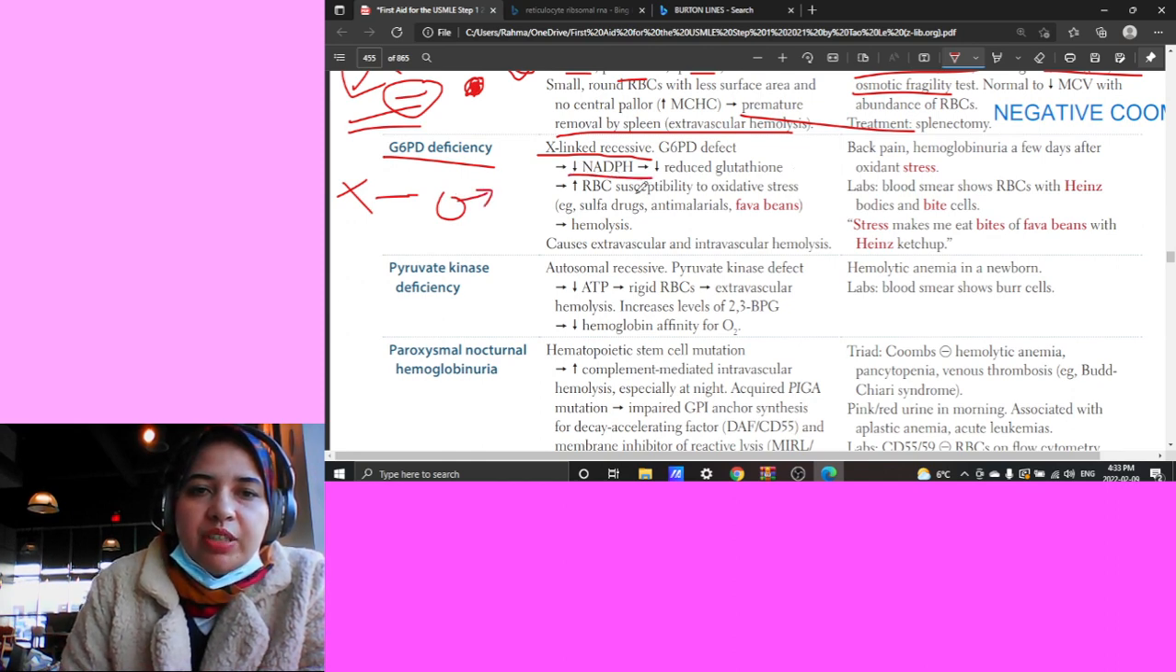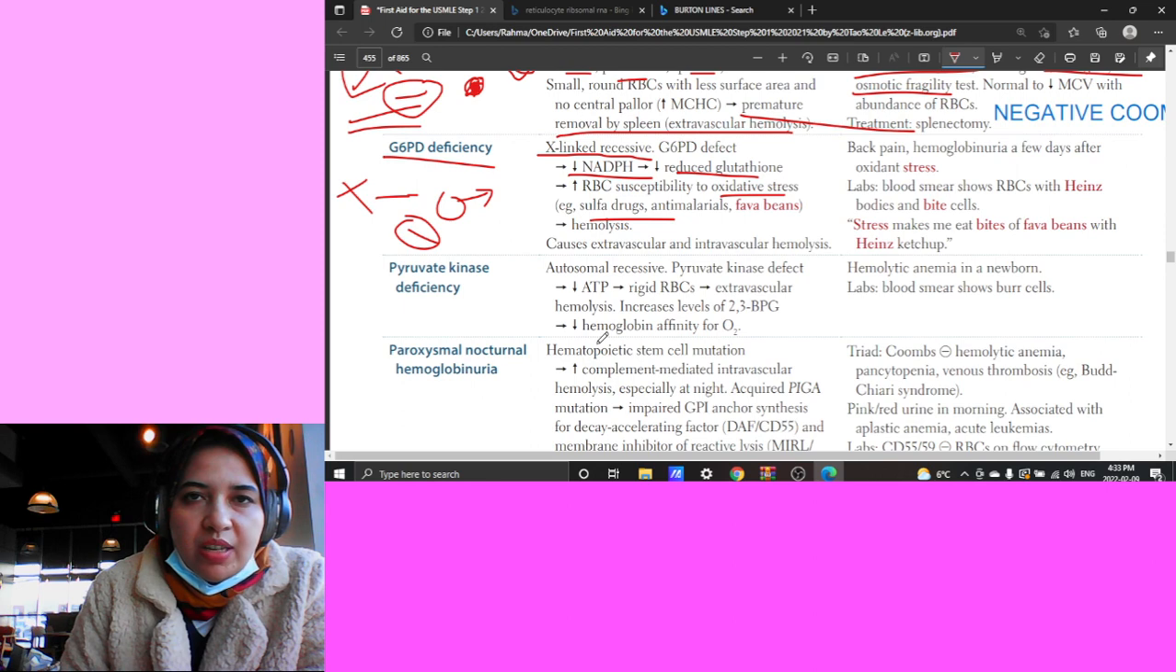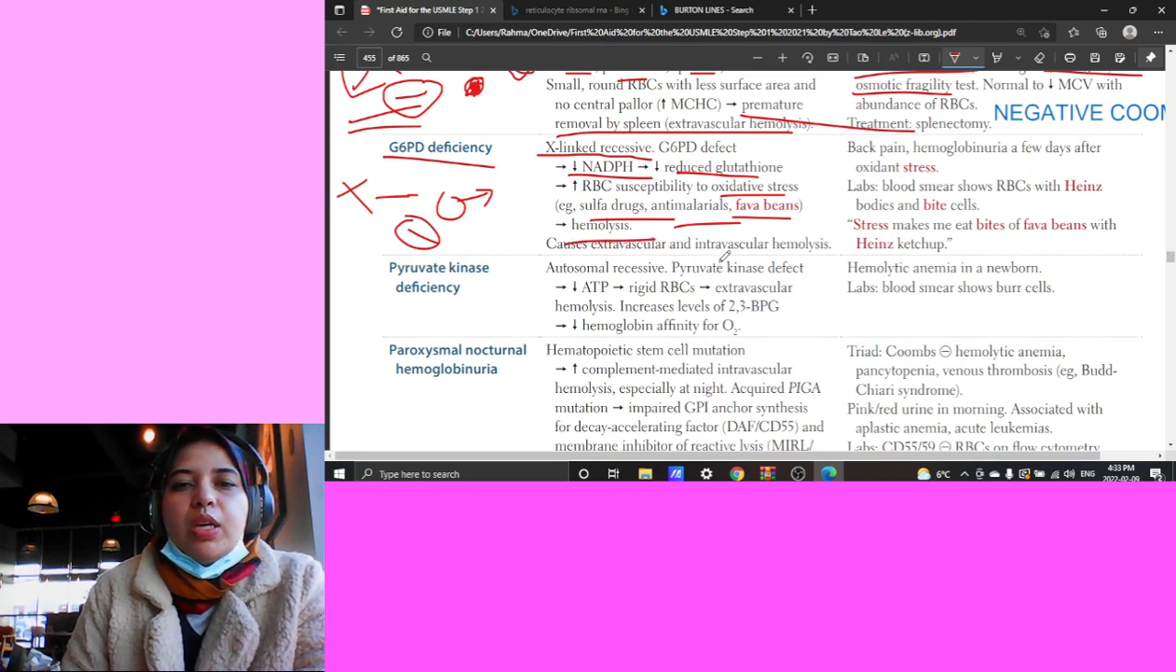G6PD defect, you're going to have decreased NADPH and reduced glutathione, meaning at the end of the day that these red blood cells are susceptible to oxidation, so they get destroyed very easily by oxidative stresses, like sulfa drugs. If someone has an infection and they gave them sulfa drugs, or antimalarials like hydroxychloroquine or chloroquine, or clozapine, all these things can trigger it. So it's both an extravascular and intravascular hemolysis.